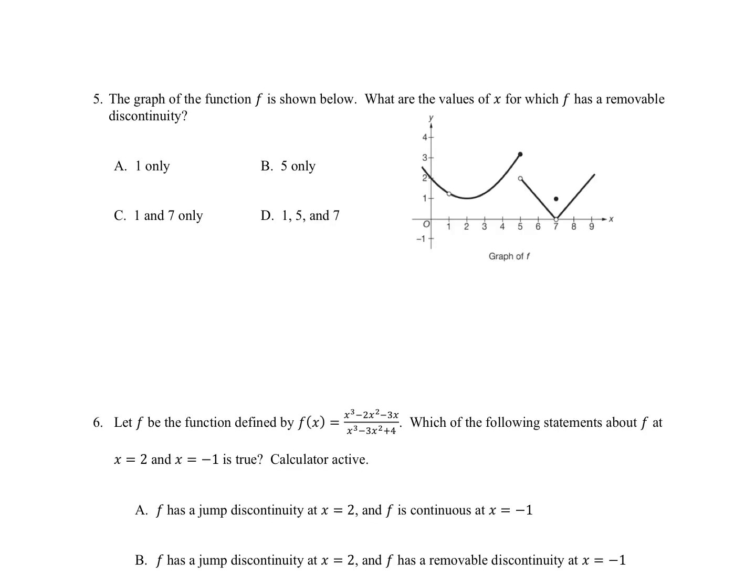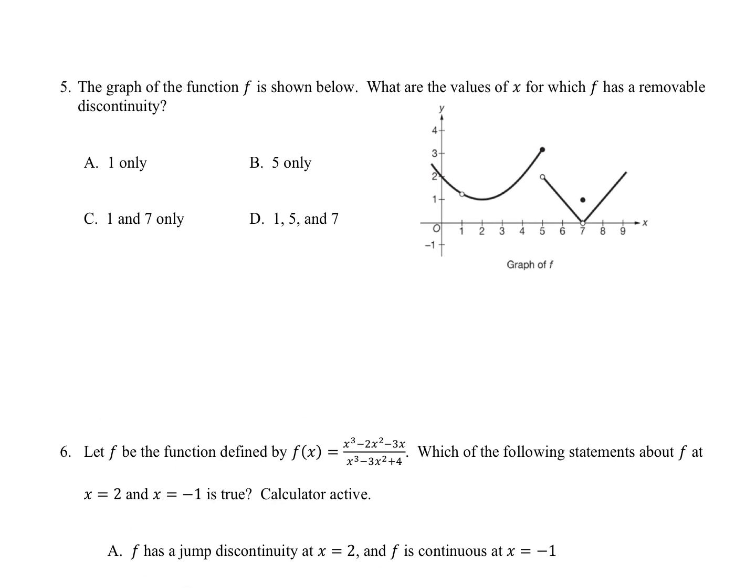Oops, oh, my God. The graph is shown below. Then all they're asking here is if we know what this word means. Which one has removable discontinuity? Removable. It's just a point. Which point? When x is what? Removable. Where's my hole? At 1, we got a hole. Where else do we have just a hole?